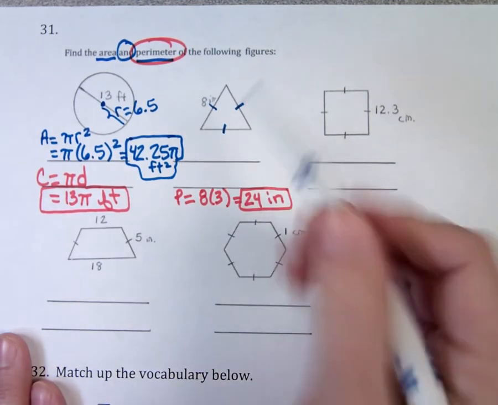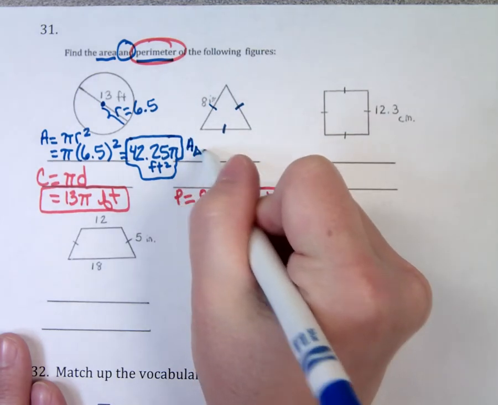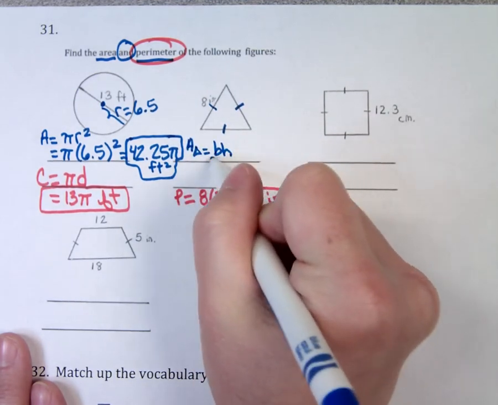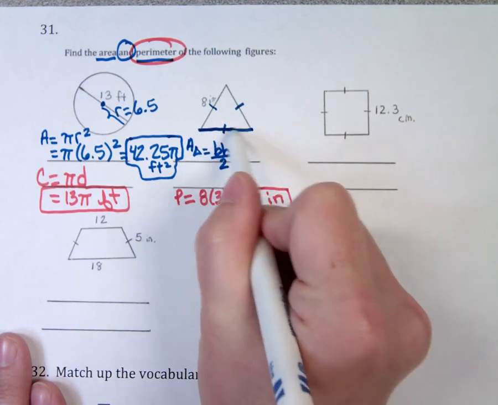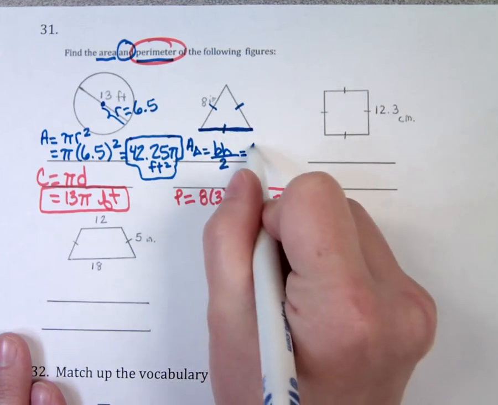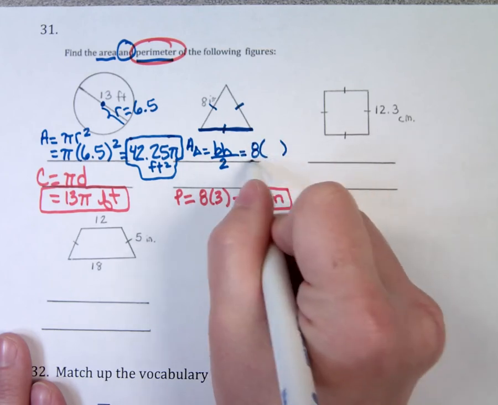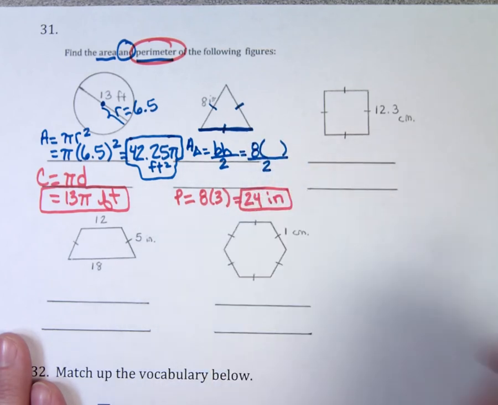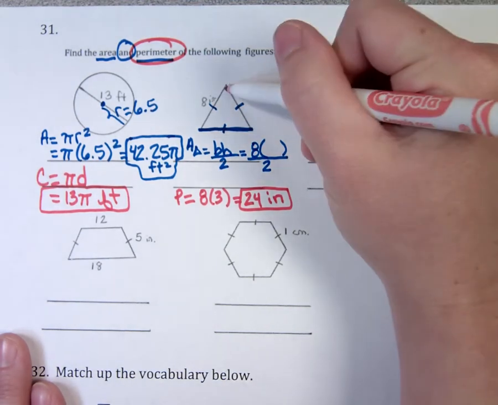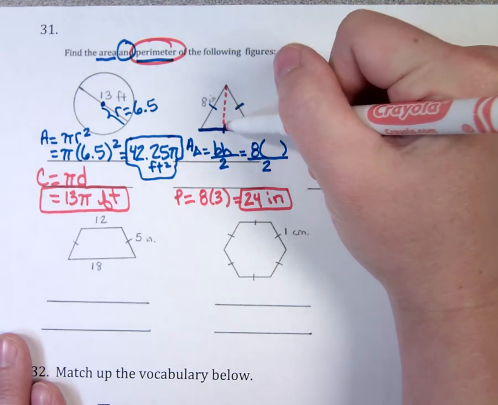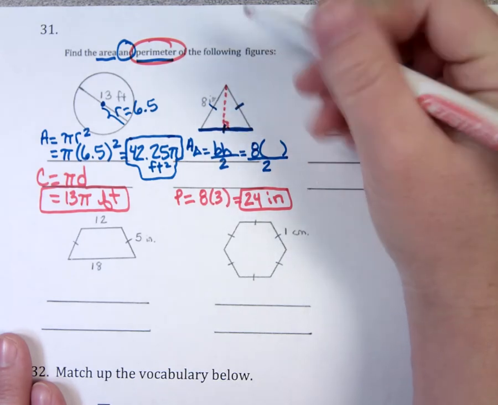Okay, if I want to find area of a triangle, that's when I do base times height divided by 2. So this right here is going to be the base of my triangle. Do you know how long that is? Yep, it's 8. And then we need to figure out the height and divide by 2. The problem is we don't know the height. Height has to be straight up and down and perpendicular to the base. So I'm going to drop down this altitude, form a 90-degree angle with the base.